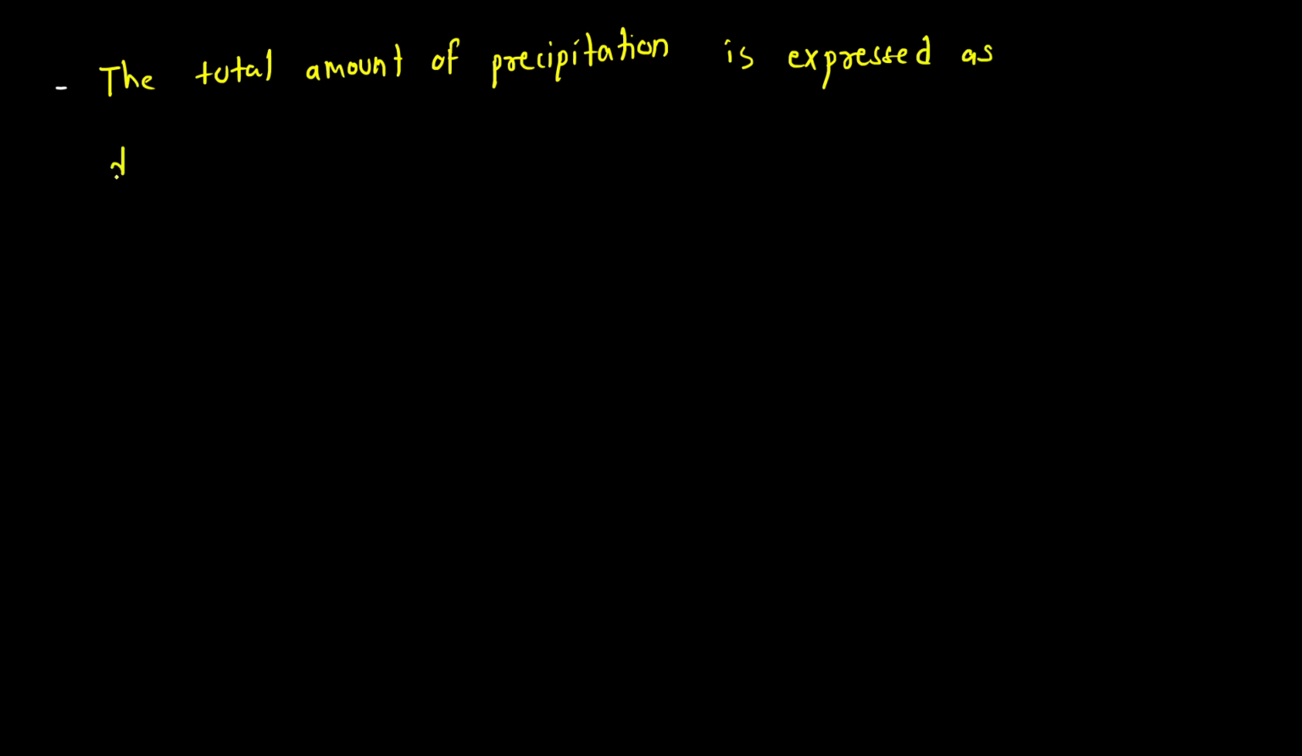Now let's write down these points. The total amount of precipitation is expressed as depth of water collected in an instrument, and that instrument is called a rain gauge. Depth of water collected in rain gauges.